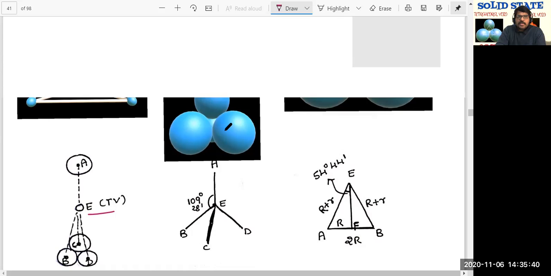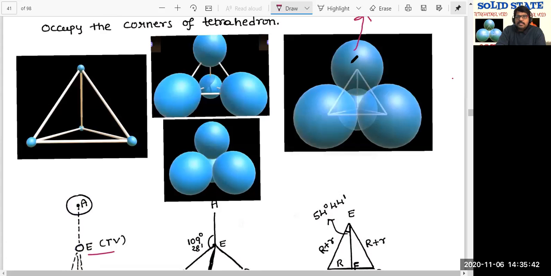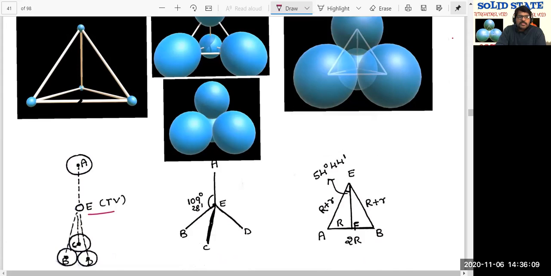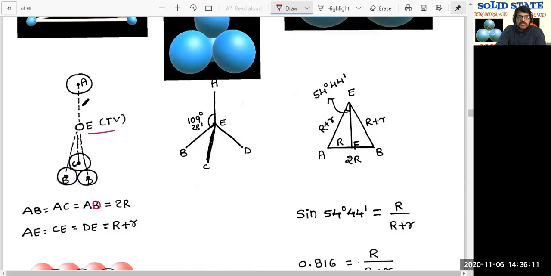So here this is A, this is B, there is contact. And this distance we are talking about is 2R, where capital R is the radius of the atom which is forming the lattice. And not only this one, this is 2R, this is 2R, this is 2R. In fact, all edges have the same length, that is 2R. So A, B, A, C, A, D is equal to 2R.